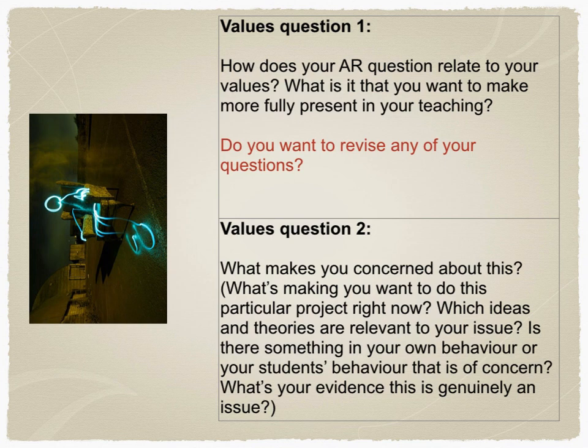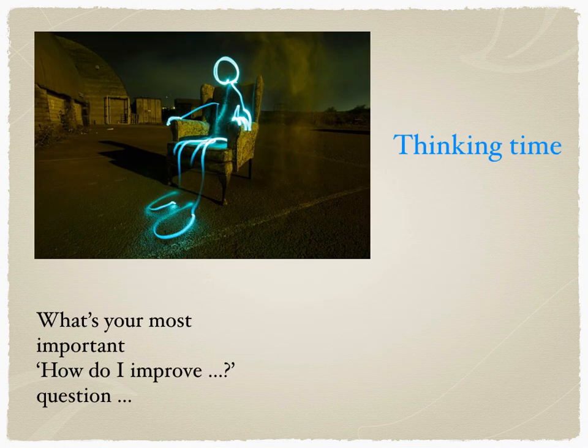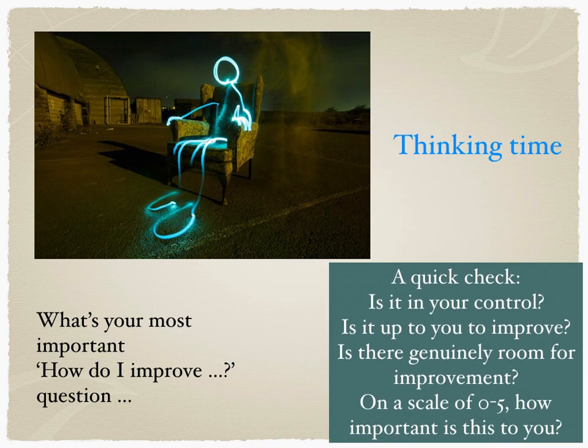Having put your goals through the filter of your values, this is now the time to go, okay, having thought about that, what is my single most important "how do I improve" question? What's the thing I really most want to work on for my action research project? And again, just check it through. Is it in your control? Is it up to you to improve? Is there genuinely room for improvement? And on a scale of 0 to 5, how important is this to you? And really, you're looking for a 4.5 or a 5.